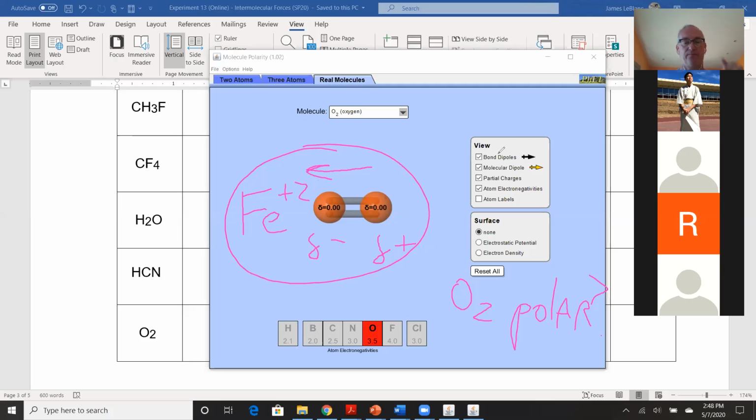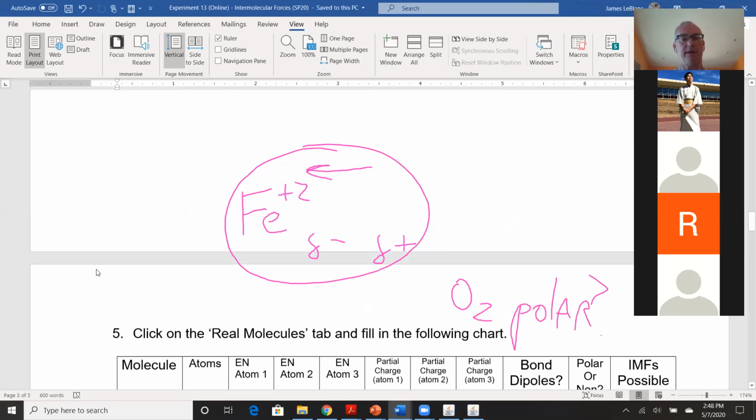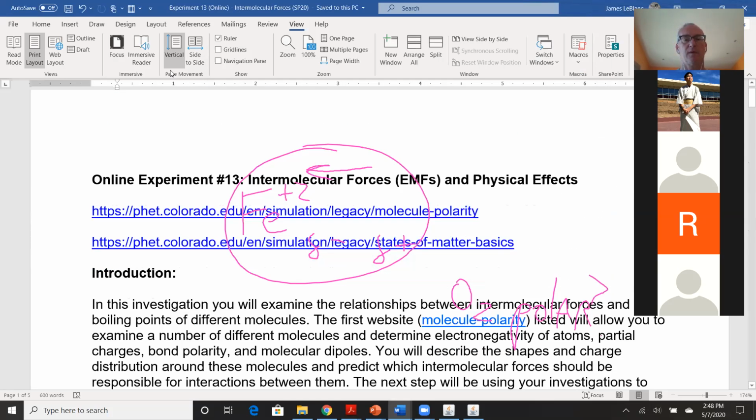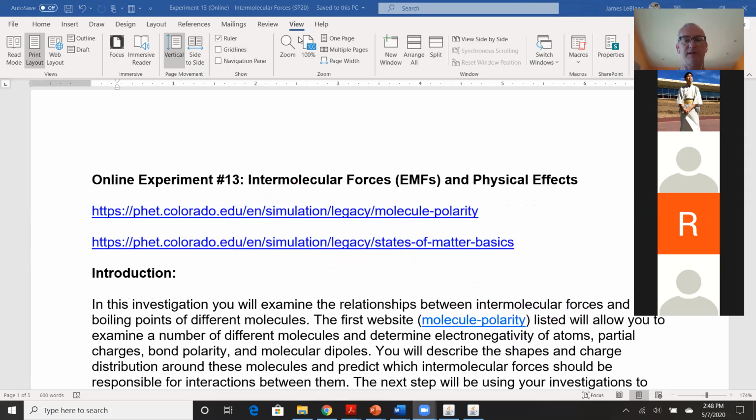Okay, so I spent a long time on this. This is something hopefully you could do yourself, and we'll figure out some way for you to be able to do it. What I want to do before we go is go to the second simulation, the states of matter.